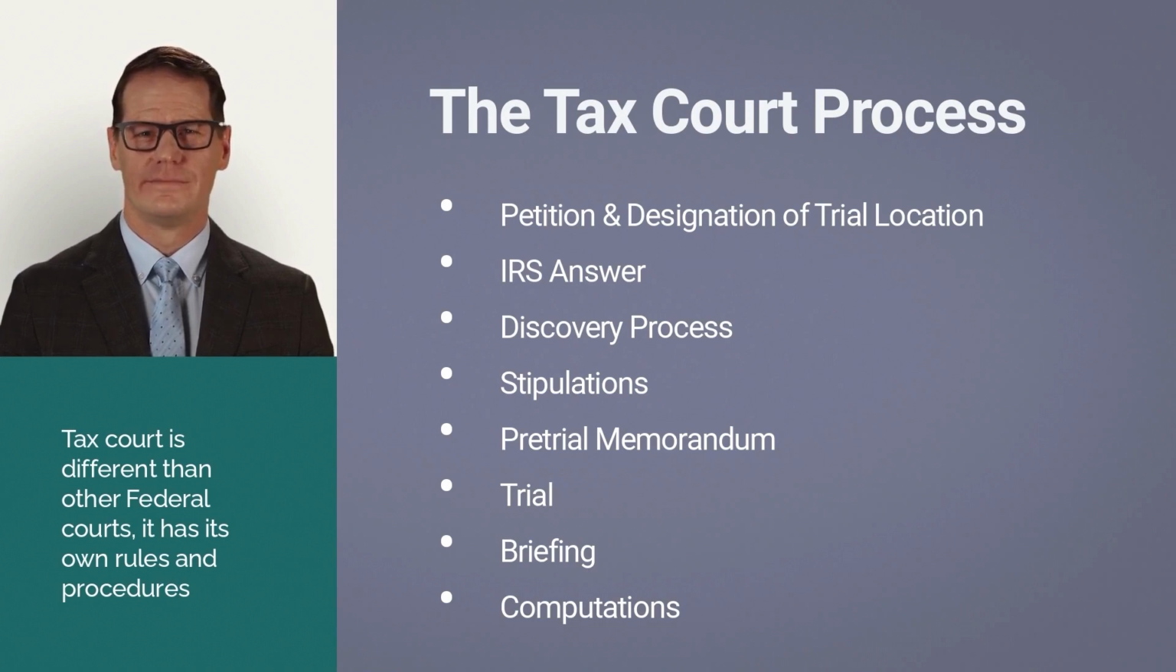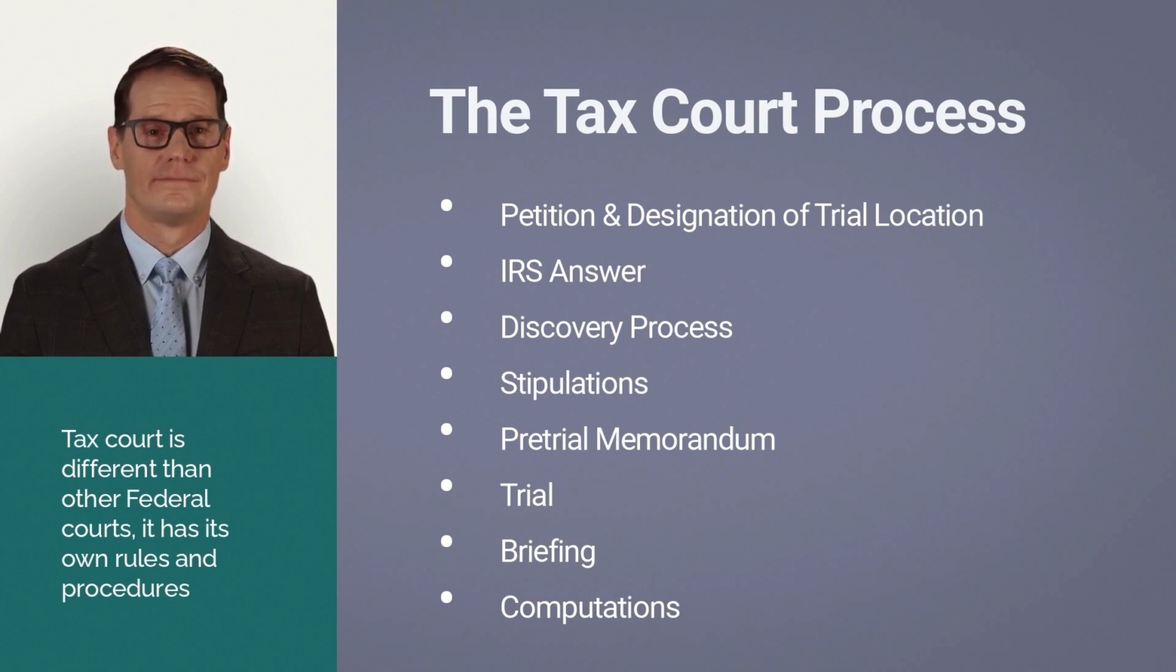Step 2. The IRS answer. Once your case has been designated for trial, the IRS will file an answer to your petition. This answer will respond to the allegations made in your petition and set forth the IRS position on the case. It usually just says, admitted, denied, and not enough information to admit or deny. You can compare this to your petition to see what the IRS is admitting, denying, etc.